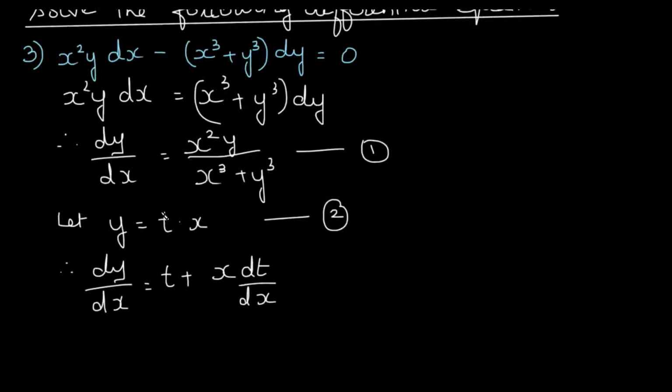Just to remind you all, in the u into v formula, first of all t is written as it is, the differentiation of x is 1, so it becomes just t, plus x as it is and the differentiation of t, which is dt by dx. Thus we get this term, which is equation 3. Now we are going to put equations 2 and 3 in 1. That means in equation 1, dy by dx will be written as t plus x dt upon dx, and on the RHS wherever y is there, we substitute y as t into x.